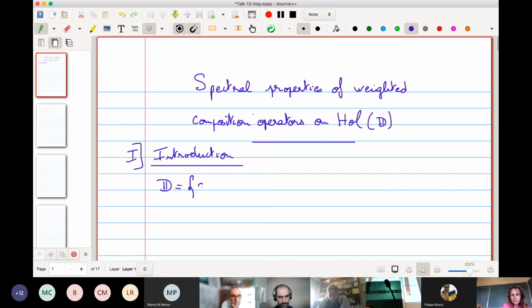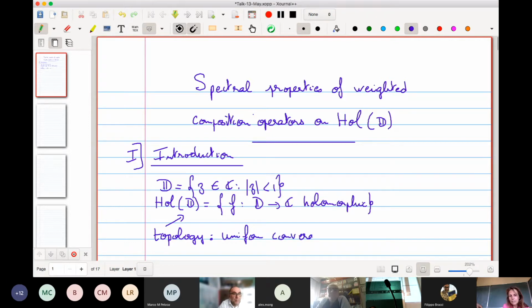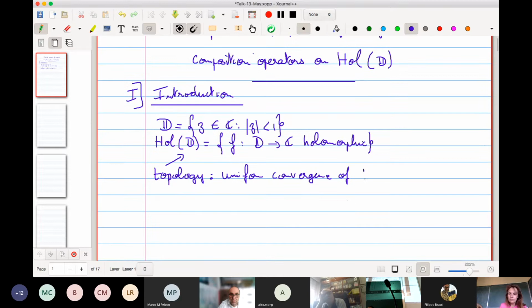So D is, as usual, the open unit disk. And H(D) is, as Nicolas said, the set of holomorphic functions from D to C. And the topology for this Fréchet space is the uniform convergence on compact subsets of D. Okay, and now we will consider weighted composition operators.